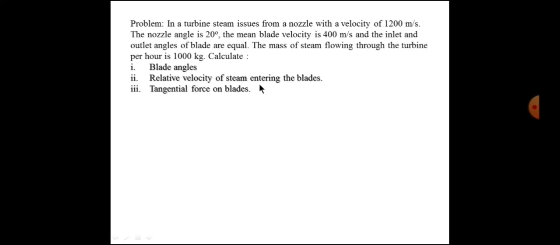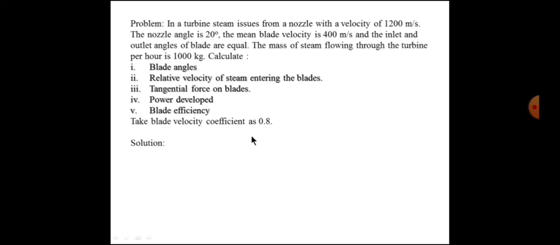Now the problem is given as: in a turbine, steam issues from a nozzle with the velocity of 1200 meter per second. The nozzle angle is 20 degree, the mean blade velocity is 400 meter per second, and the inlet and outlet angles of the blades are equal. The mass of steam flowing through the turbine per hour is 1000 kg. Calculate blade angles, relative velocity of the steam entering the blades, tangential force on the blades, power developed, and blade efficiency. For this we need to take blade velocity coefficient as 0.8.